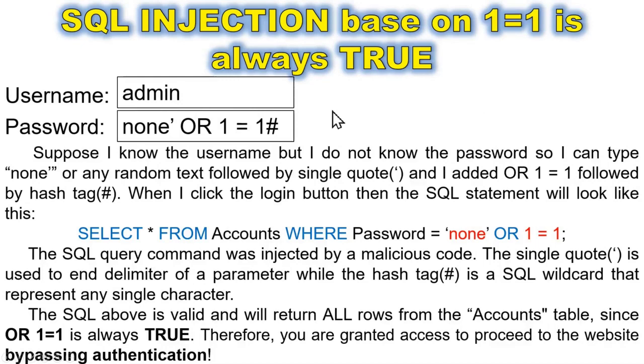Suppose I know the username, which is admin, but I do not know the password. So I can type the word none or any random text followed by a single quote. And I added the logical OR followed by 1 is equal to 1, which is a condition, followed by a hashtag. When I click the login button, then the SQL statement will look like this.